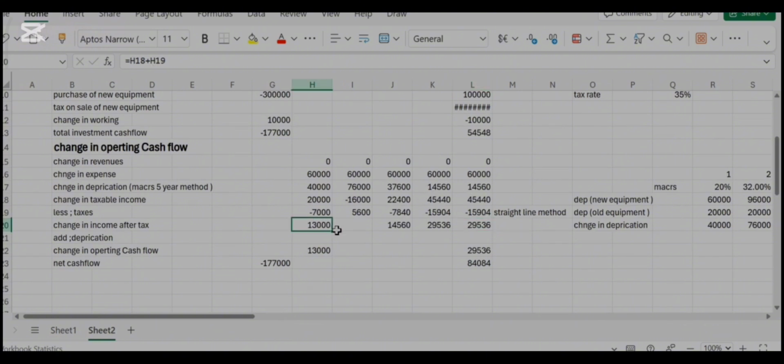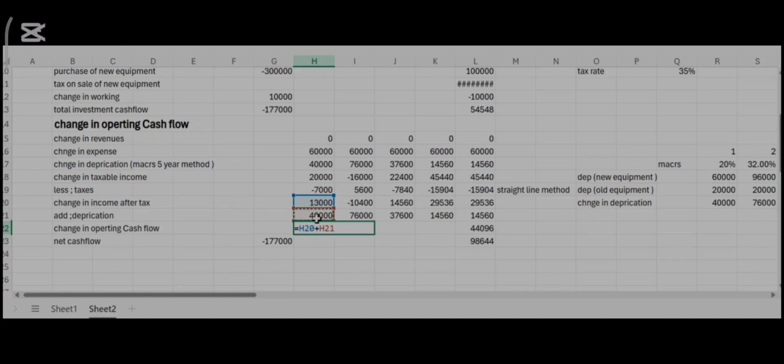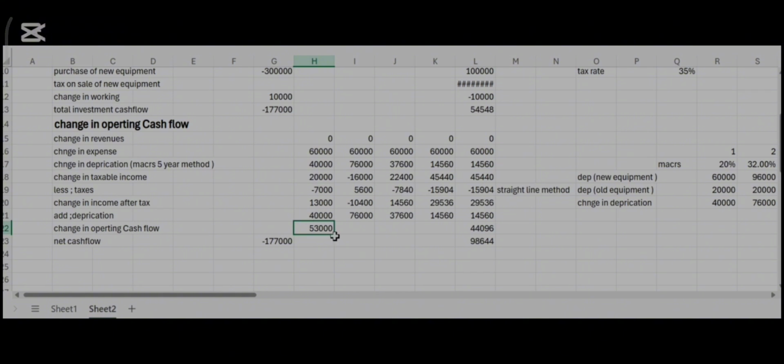To get the change in after-tax income, we subtract the tax from our taxable income, and we drag that formula and add depreciation in it. Depreciation is the same as what we subtracted above, so we add it back. We calculate the depreciation and add it in, and that is our operating cash flow. We drag this formula in all the years, it is the same.